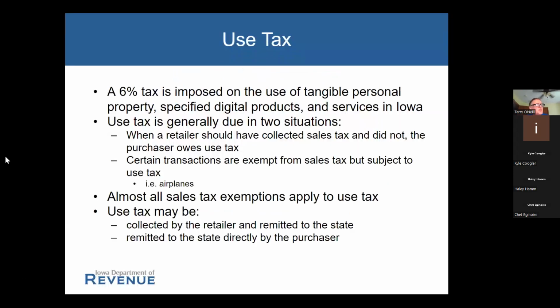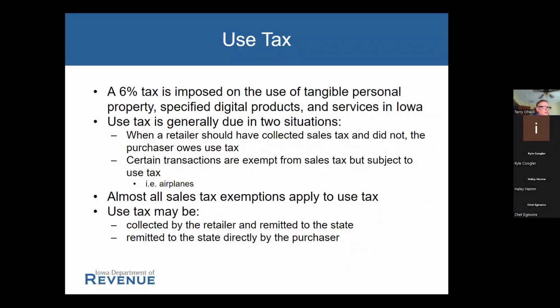Use tax. Use tax is a 6% tax that's imposed on the use of tangible personal property, specified digital products, and services in Iowa. Generally, use tax could apply in two situations. The first situation is when a retailer should have collected sales tax but did not. In that case, the purchaser would owe the use tax on it. Certain transactions are exempt from sales tax, but they're subject to use tax. That's just because that's what the Iowa law says. An example, if you were purchasing an aircraft, an airplane is only subject to use tax. It is not subject to sales tax.